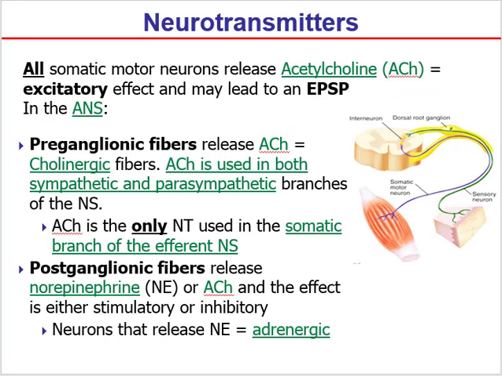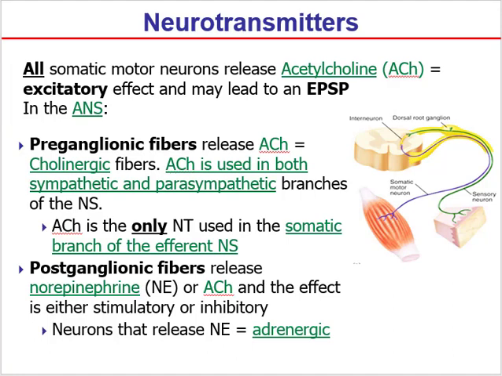It's always nice when we can say always and never, and in this case, all somatic motor neurons release acetylcholine as their operational neurotransmitter. This always produces an excitatory effect, leading to an EPSP. Remember, that's a graded depolarization in the postsynaptic neuron.